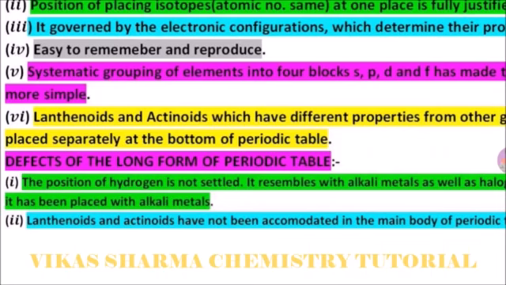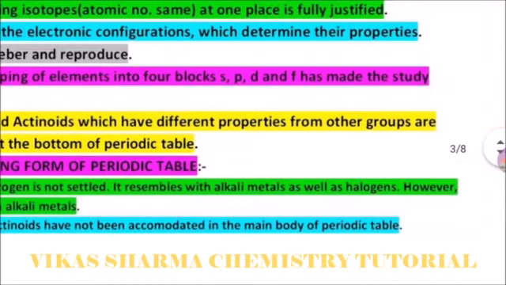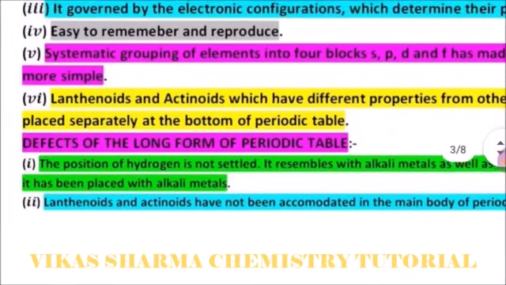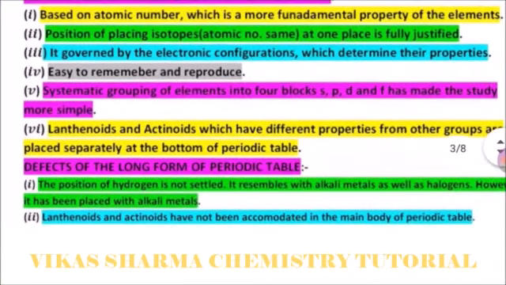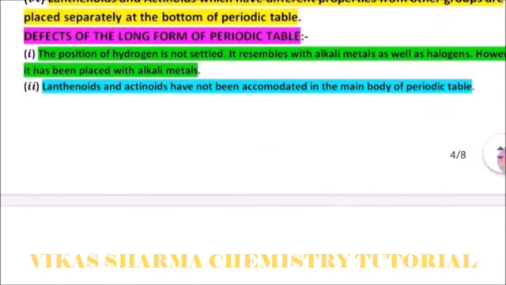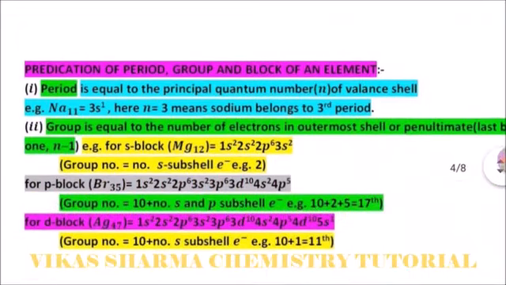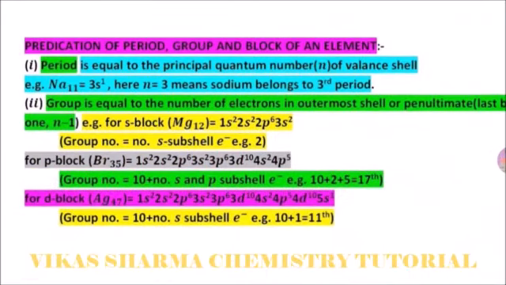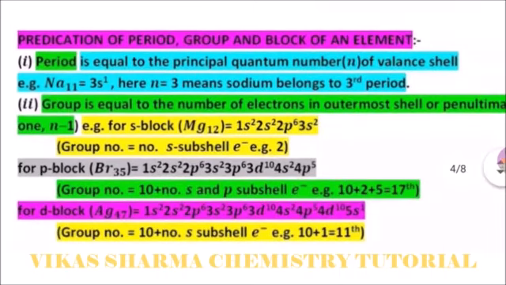The lanthanoids and actinoids have not been accommodated in the main body of the periodic table; they have a separate place in the modern periodic table, so they have no perfect position there. These are the minor defects shown by the periodic table, but it is also the answer to many questions which were raised in Mendeleev's periodic table. So the prediction of the period, group and block of any element is very easy by the modern periodic table.